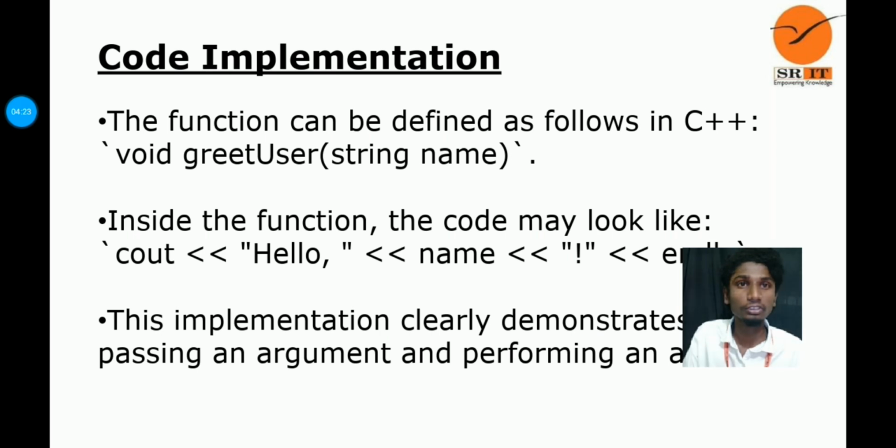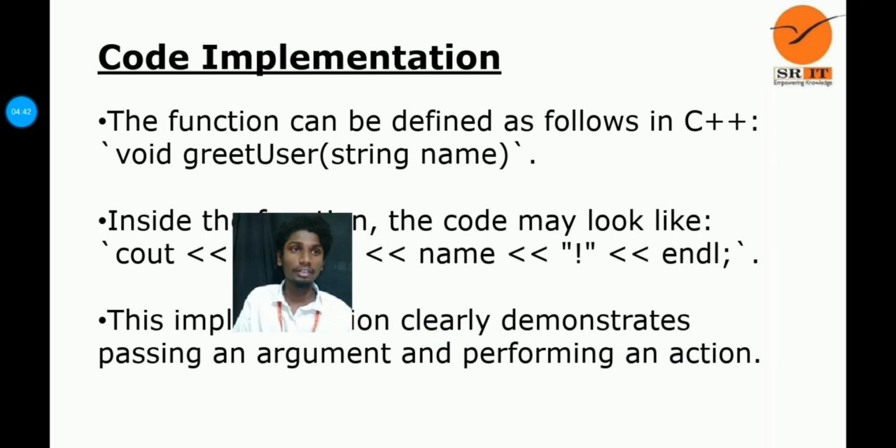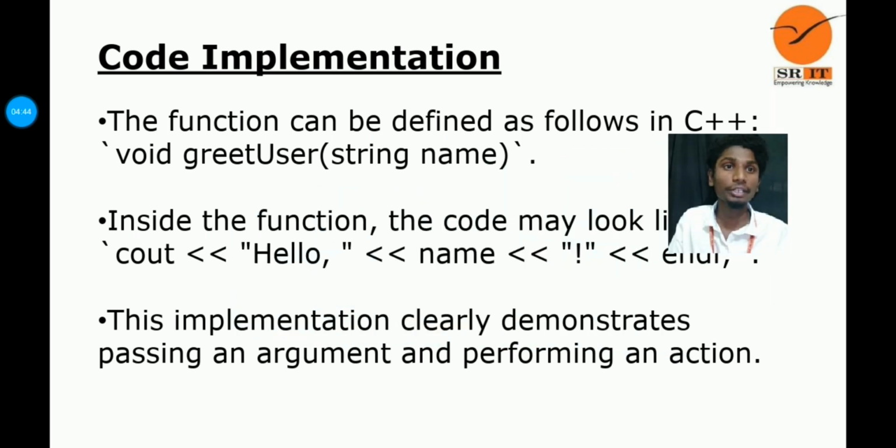Code implementation. The function can be defined as follows in C++: void greet(string name). Inside the function, the code may look like cout << "Hello " << name << "-" << endl. This implementation clearly demonstrates passing an argument and performing an action.